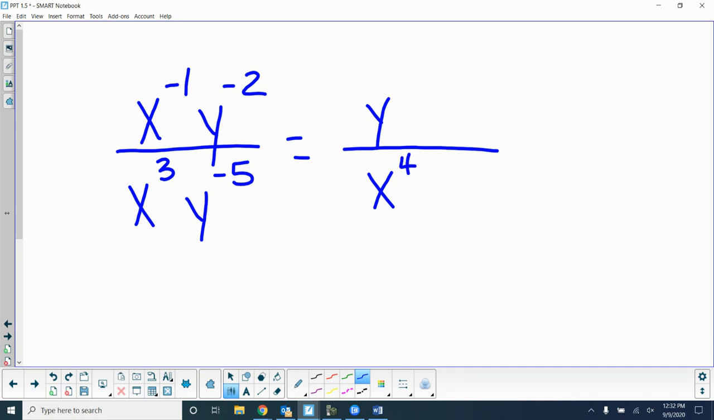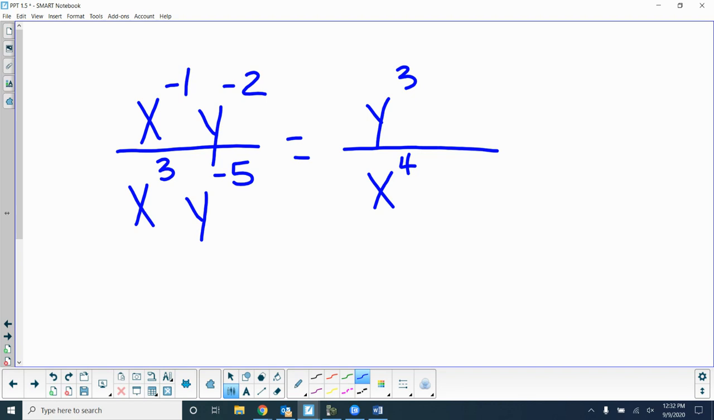What's negative 2 minus negative 5? 3. Any negative exponents now? No, there's none. When you do it that way, your negative exponents go away. Does that make sense, what I did there?